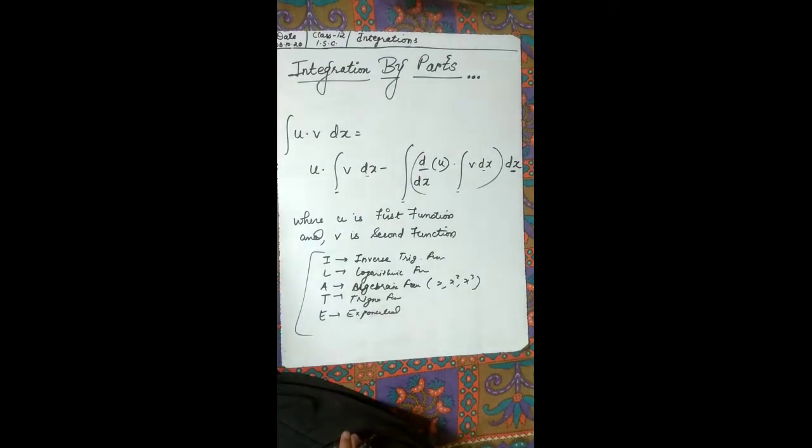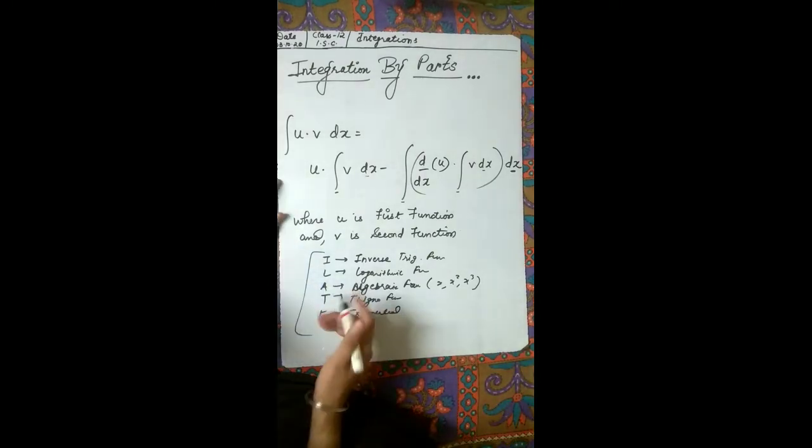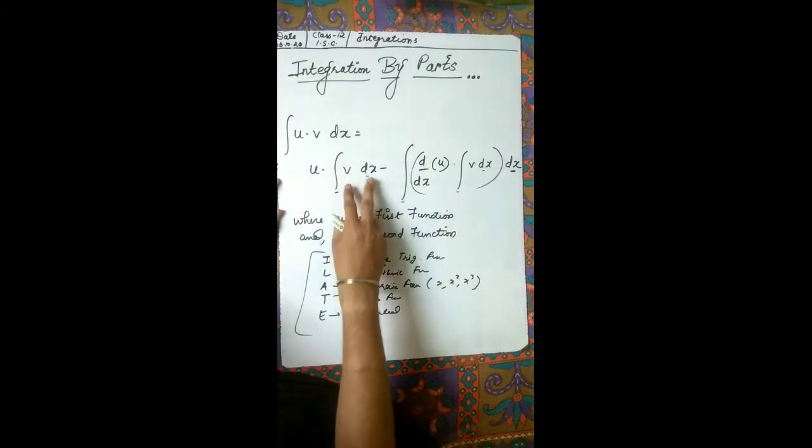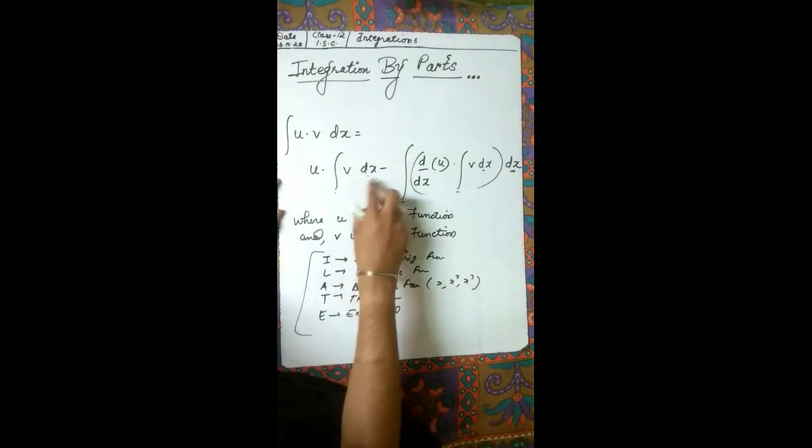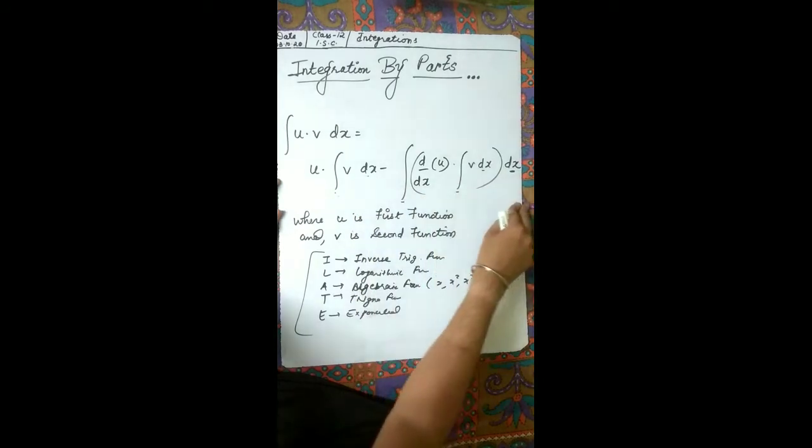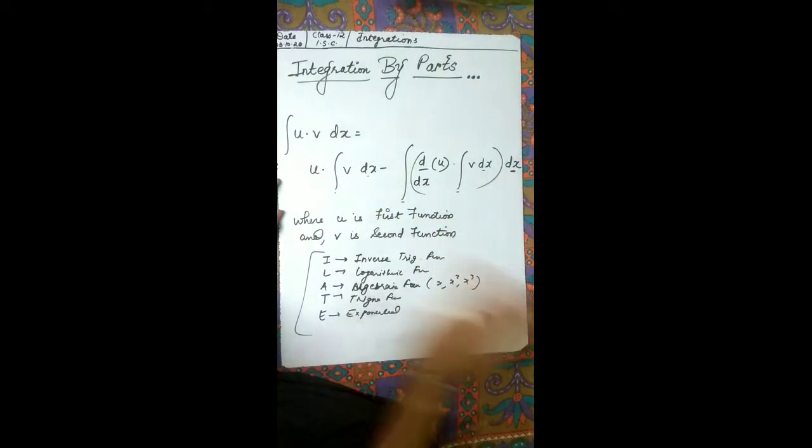Now in applying the rule, when you integrate this thing, don't write plus c separately each time. Only at the end we will write plus c.